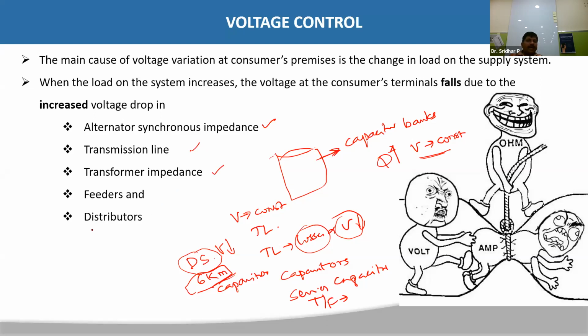Feeders and distributors. I have explained about these distributors with real-time examples. So at 6 kilometers, you compulsorily have to place one capacitor bank.